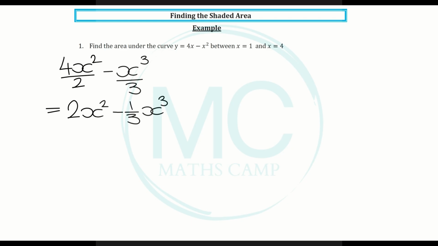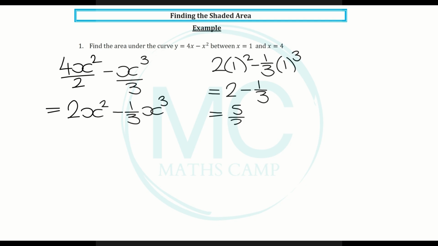Let's start when x is 1. So I can say 2 multiplied by 1 squared minus 1 over 3 multiplied by 1 cubed. If you have a base of 1, regardless of your exponent, your answer will always be 1. So now we have 2 multiplied by 1, which is 2, minus 1 over 3, which gives us an answer of 5 over 3.